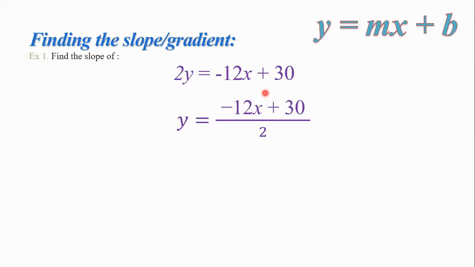Some people may be able to identify the slope right away, but like I said, I like to break it down some more to make it look more like this and kind of get rid of the fraction. So if we simplify, and if you remember from the last example, because all of the numerator is divided by 2, that means each part of the numerator must be divided by 2. So negative 12 divided by 2 is going to give me negative 6, and 30 divided by 2 is going to give me 15.